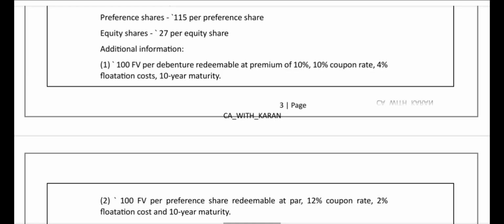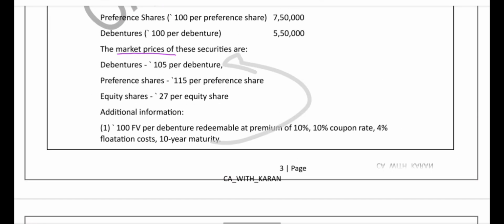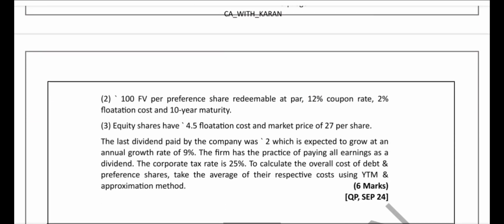And then additional information. So 100 face value per debenture redeemable at a premium of 10% and 10% coupon rate, means 10% is the interest rate, and then 4% flotation cost. Flotation cost is on market price. Okay, so 4% flotation cost and 10 years maturity. Then 100 face value per preference share redeemable at par, and then 12% coupon rate, that is 12% preference shares, and then 2% flotation cost, again 2% is on market price, and 10-year maturity.